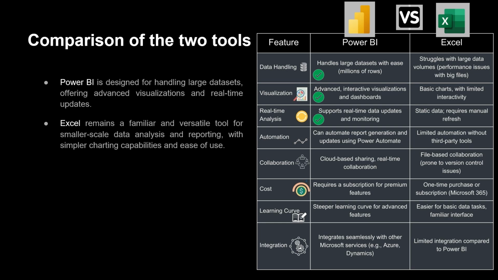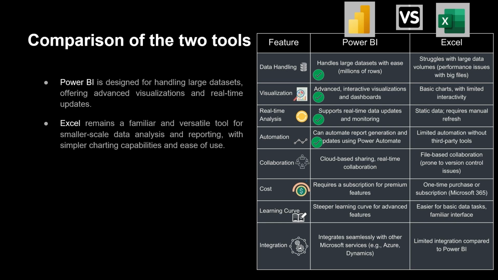Now, let's explore automation capabilities. Power BI has many advanced features and integrates seamlessly with third-party tools like Microsoft Power Automate and Zapier, allowing automatic report generation and data updates without manual effort. In contrast, Excel has limited automation features and often relies on VBA macros or third-party tools to automate data updates. Once again, the advantage goes to Power BI.